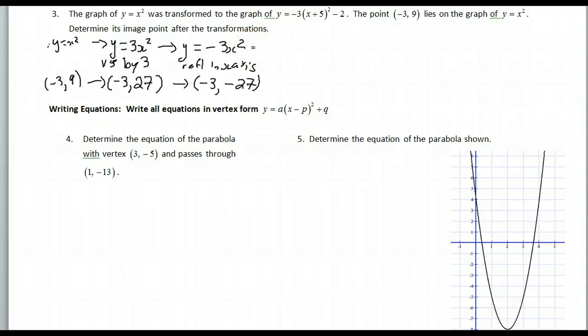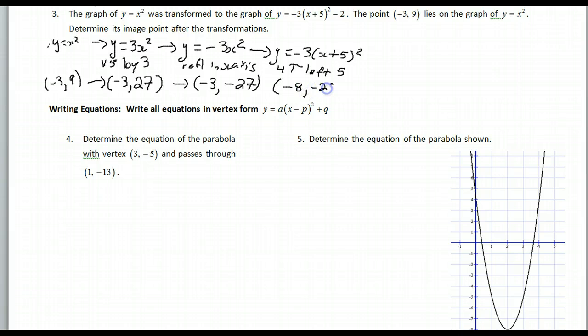Next, we're going to do our translations. So let's start with the horizontal. Let's do -3(x plus 5) quantity squared. This is a horizontal translation left 5 units, which is going to take us from -3 to -8, -27. Fill those in.